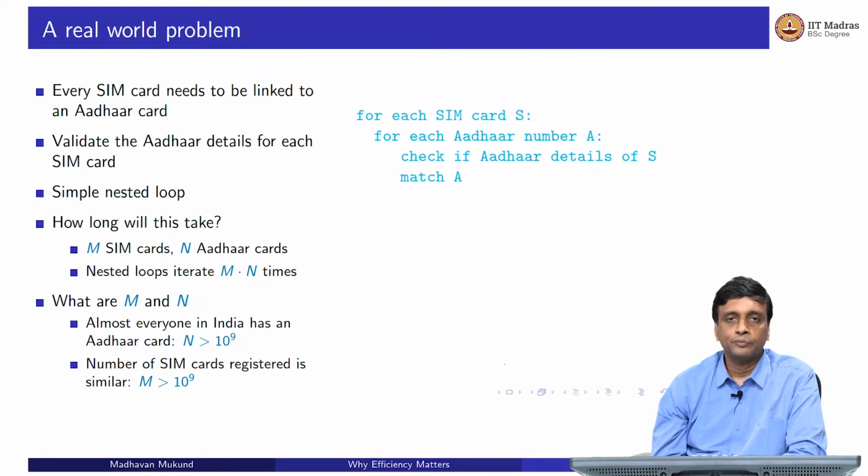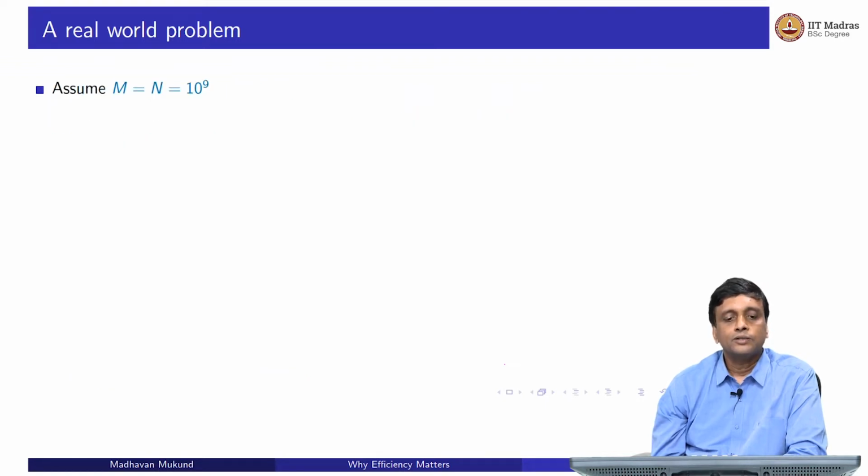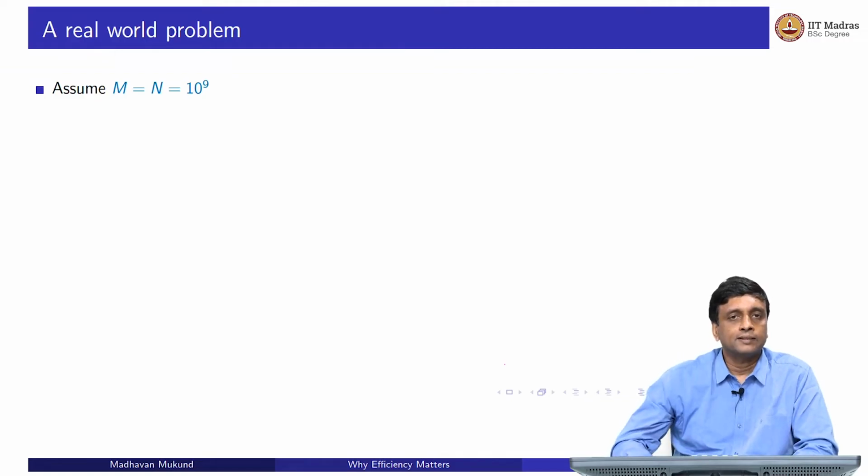So, that is the problem that we are dealing with. Let us assume for simplicity that they are exactly equal to 10 to the power 9. They are actually bigger than this, but let us assume they are just exactly 1 billion. So, there are exactly 1 billion Aadhaar cards, exactly 1 billion SIM cards. So, now let us do the math.